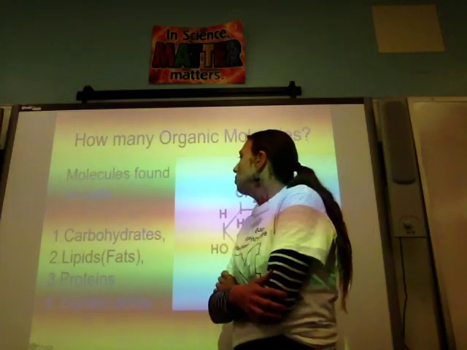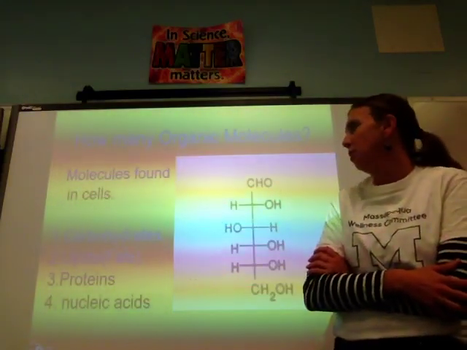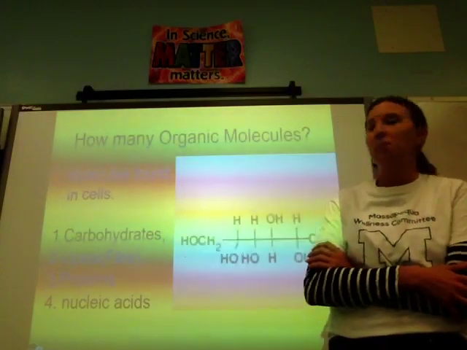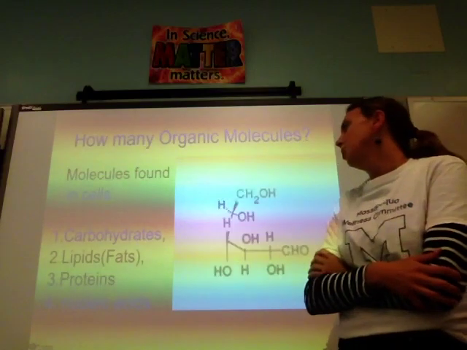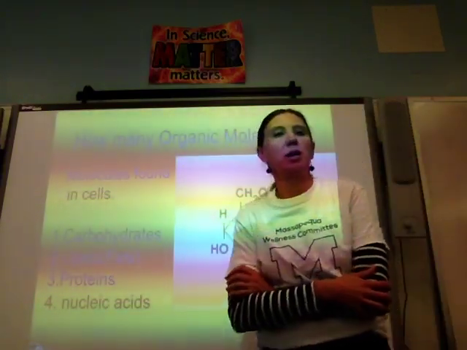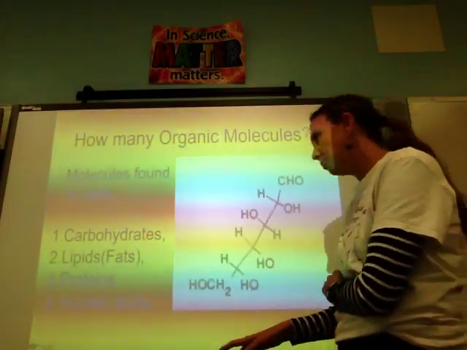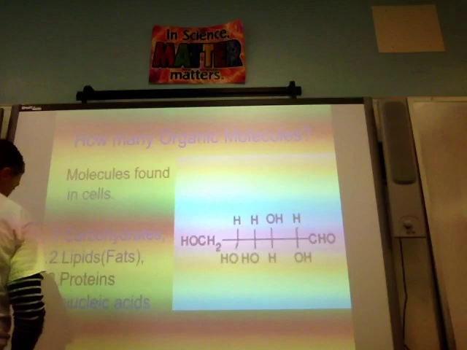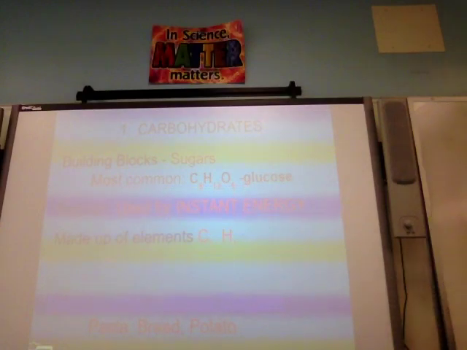Organic molecules are things like carbohydrates. The second one is lipids, also known by the nickname fats, proteins, and nucleic acids. So we're going to break this up into 4 different parts, breaking it down into its different organic molecules. The first one we're going to talk about is carbohydrates.